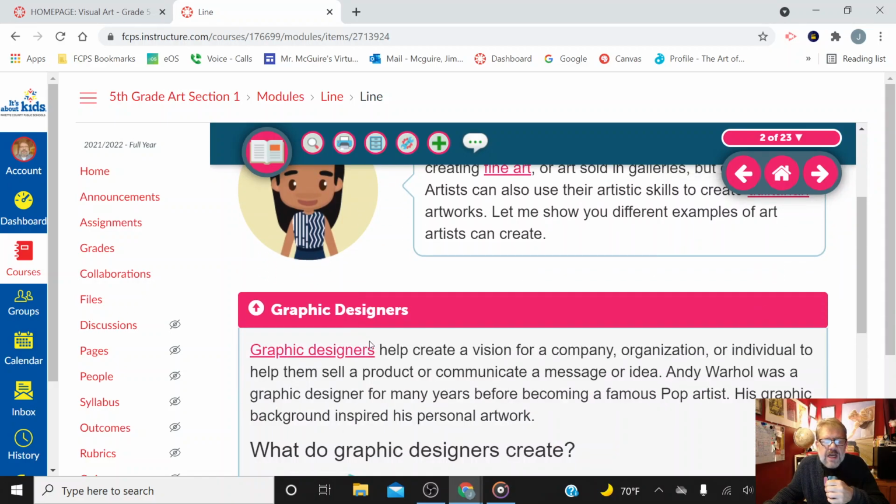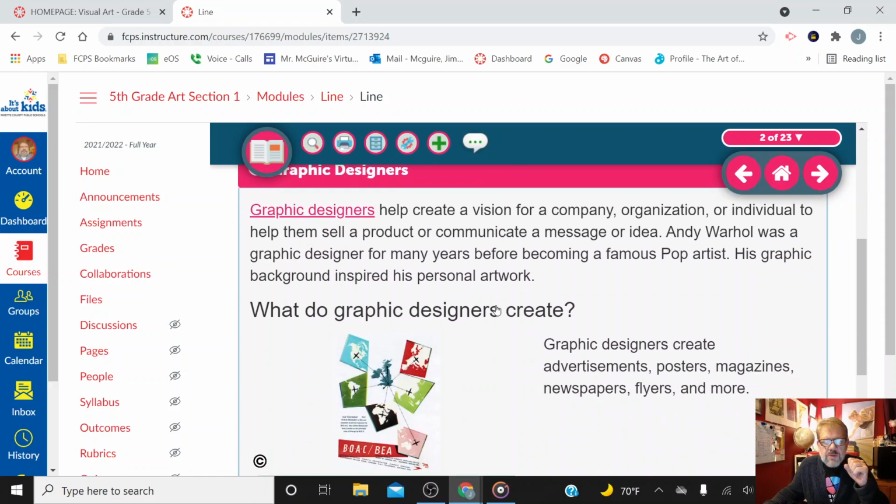Graphic designers are a type of artist. Graphic designers help create a vision for a company, organization, or individual to help them sell a product or communicate a message or idea. Andy Warhol is one of the artists that we're going to talk about. He was a graphic designer for many years before he became a pop artist, and we're going to talk about pop art throughout the semester. His graphic background inspired his personal artworks as well.